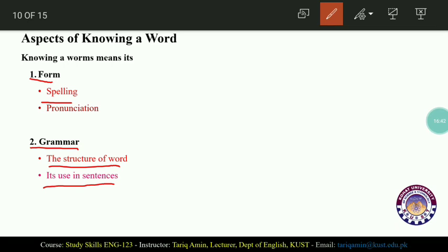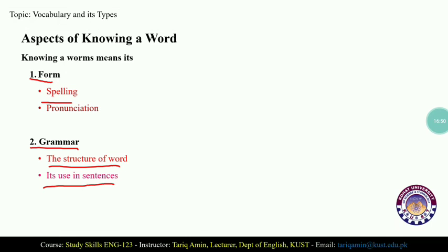When you know a word, you should know its form and you should know its grammar. Grammar means you should know the structure of the word, you should know its use in sentences, and you should know its collocations as well. Collocations, we will discuss the point in the next slide. Collocation refers to all the words that can be used with a word. So you should know what sort of words can be used with a word within a sentence, and you should know the meaning of the word as well.